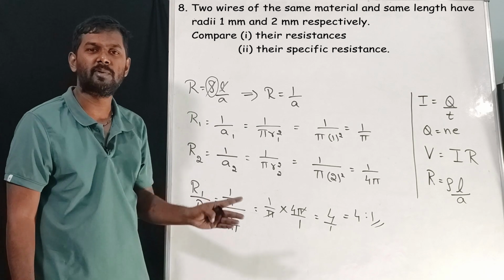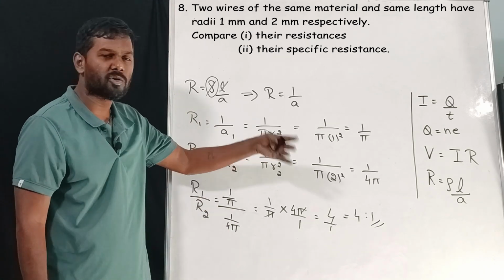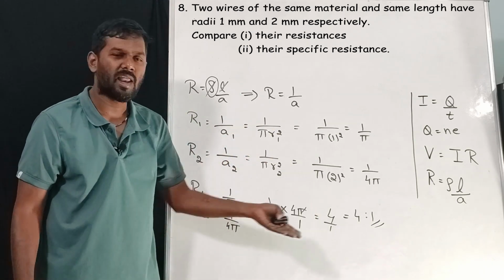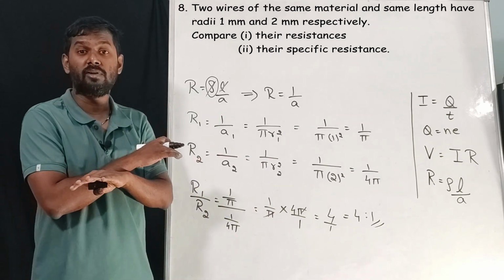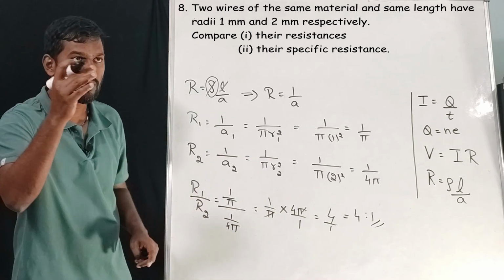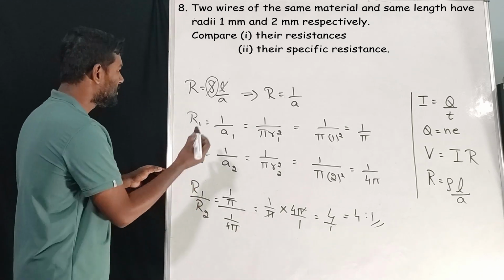Because these questions will be there for 1 or 2 marks. The substitution you will definitely get 1 mark. Final answer will get 1 mark. In the middle, whatever calculation we do, it will not give you any marks. Okay, we'll go for the second sub question. This is the first sub question.